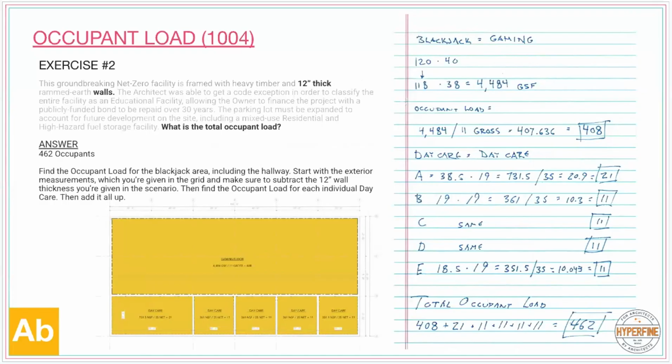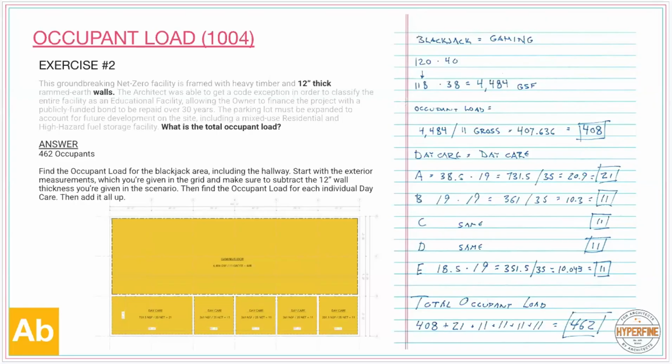Whereas in the previous one, the only thing you knew is that it was a warehouse, and it had all different rooms, but they weren't labeled or anything. So all you knew from that was a warehouse. This one, all that writing, the only thing you need to know is that the walls are 12 inches thick. And so the way I did it was I found the blackjack and gaming area, which was the entire top area including the hallway, because looking in the table over here, that is assembly gaming floors, which is a gross. So I knew I needed to find a gross square footage. So it was 120 by 40, and I subtracted a foot from each side because of the wall thickness.